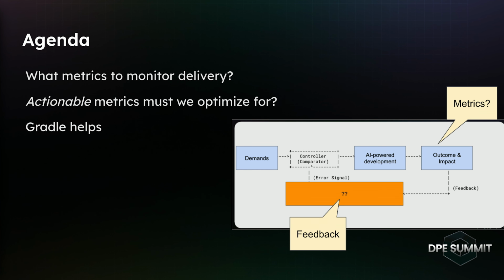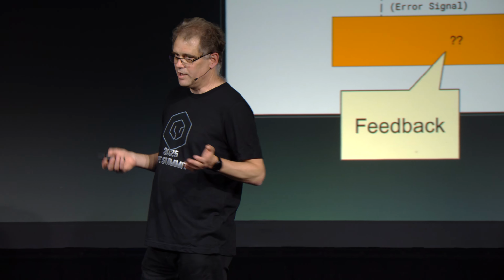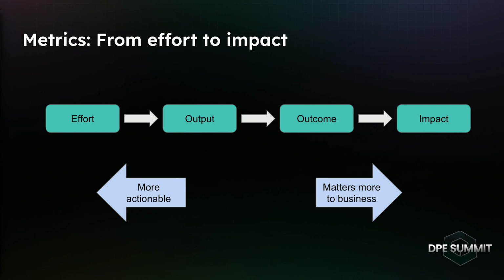So today we're going to talk about what metrics we should monitor to monitor delivery, what actionable metrics we should optimize for, and we're going to see how Gradle helps with that. But first, let's talk a bit about the different types of metrics we have. We typically define 4 types: the effort, output, outcome, and impact. Of course, that's just a scale, but you get it.